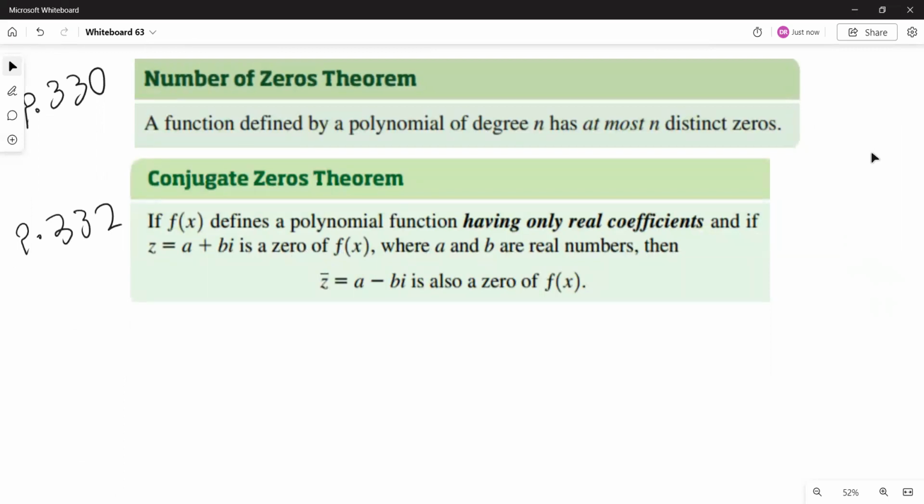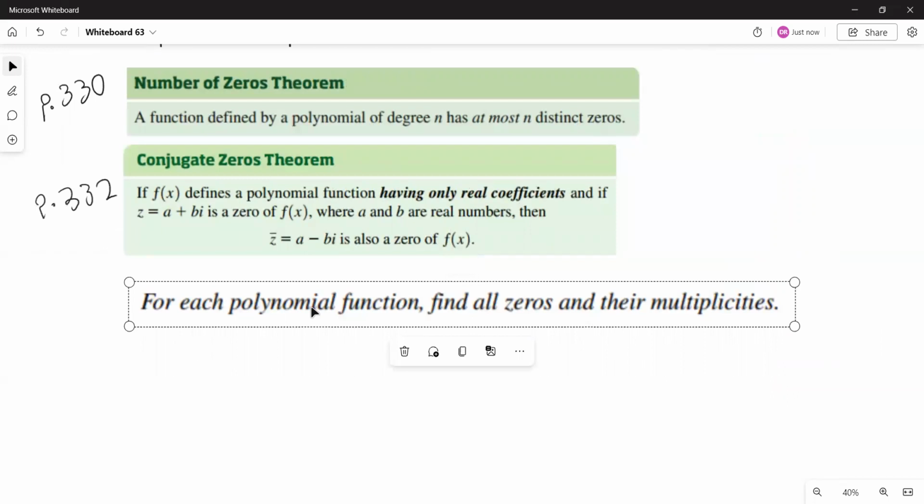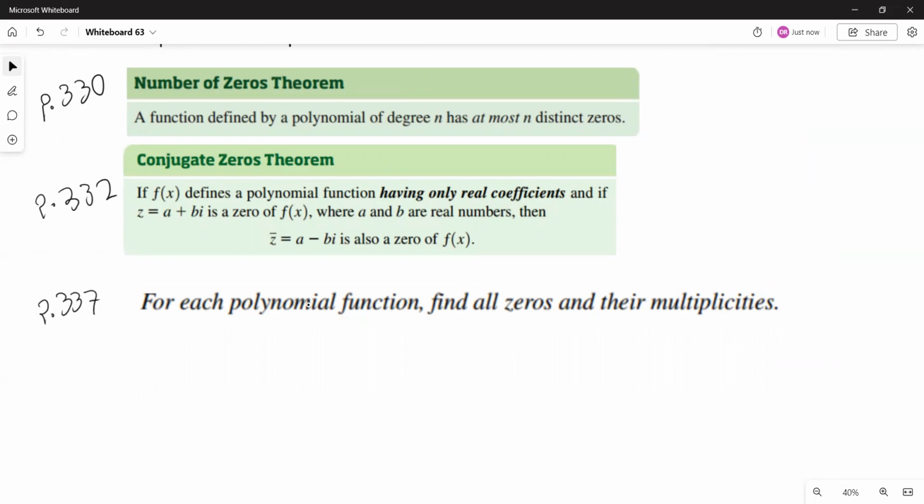Okay, so we have important information. We're going to do some exercises on page 337. I'm going to copy the directions. We're going to find all the zeros and their multiplicities. Okay, I'm trying to copy that. This is on page 337. We're going to start with number 50.